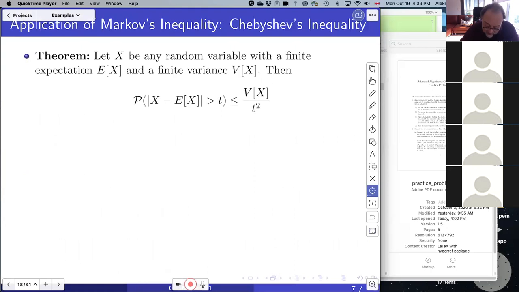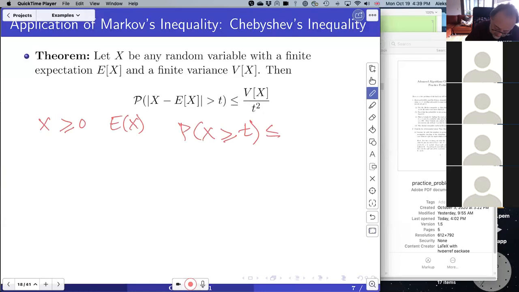So that's the first thing that I wanted to show you. The next thing that I want to show you is an application of Markov's inequality. You remember what Markov's inequality was? This was a very simple one. If variable x is bigger or equal than 0, and it has a finite expectation E of x, then the probability that your variable will exceed or equal some value t is smaller or equal than the expected value of x divided by t.